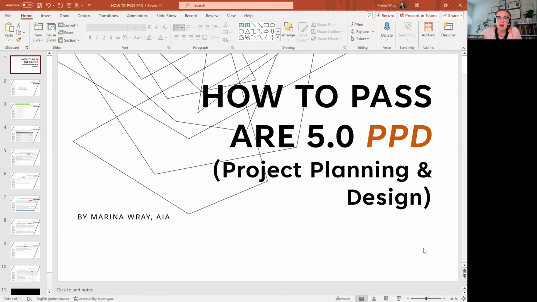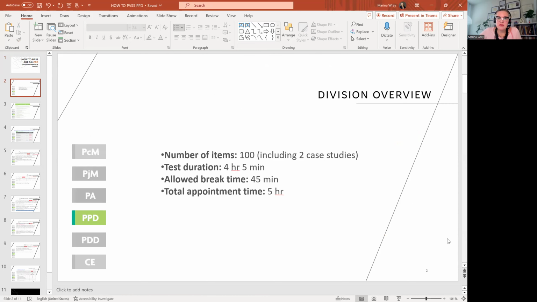So the division has 100 items, including 2 case studies, and PPD and PDD, which is project development and documentation, are the only 2 divisions where you have 100 questions. We saw that in PCM, PJM, PA, and CE, there are fewer questions, and of course, it's going to take less time. But this is a very long division, so you need to be prepared for this marathon.